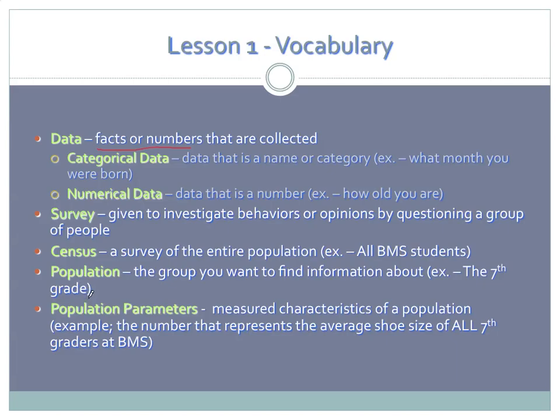And then the last term on this slide is going to be population parameters. These are measured characteristics of a population. So this is just what we want to find out about. For example, it's the number that represents the average shoe size of all 7th graders at BMS. So this is an example of a population parameter. The average height of 7th graders is also a population parameter. So it's a characteristic that we can actually measure, and it deals with the population we want to find out about.